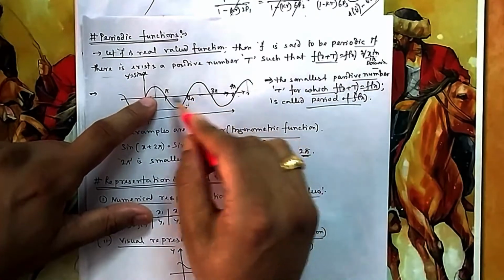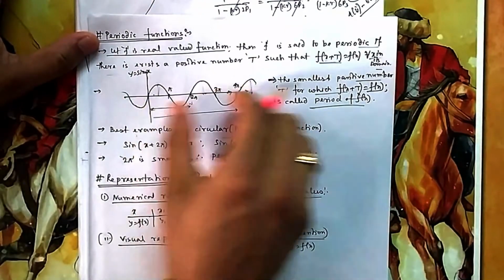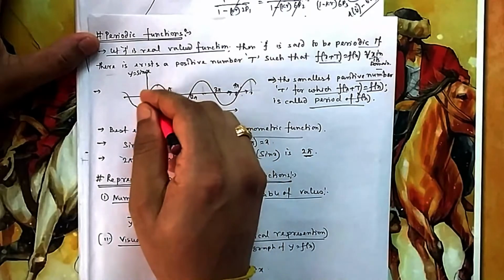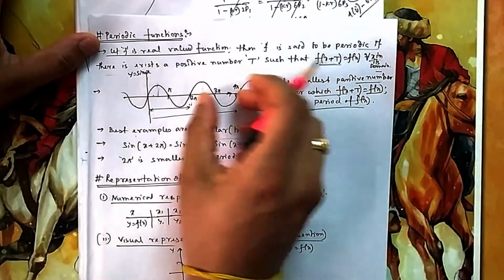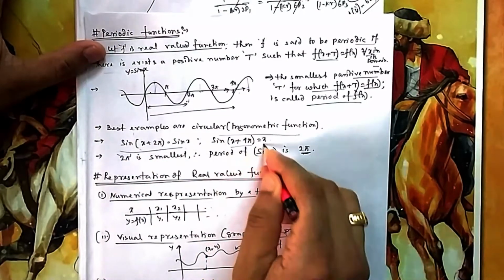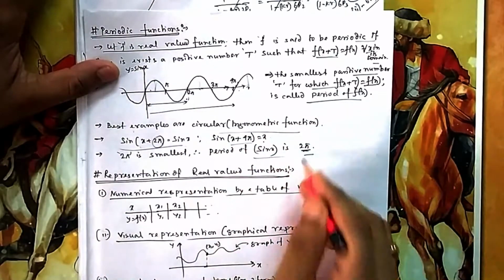After 2 pi it is repeating. After 4 pi also it is repeating. But the smallest out of that is 2 pi. So this is the smallest unique block that you can take, and the rest is just copy paste. So the best example is this one: sin x plus 2 pi is sin x. Sin x plus 4 pi is also sin x. But 2 pi is the smallest one, so that's why the period of sin x is 2 pi.